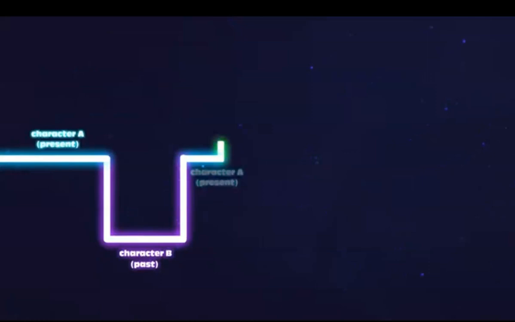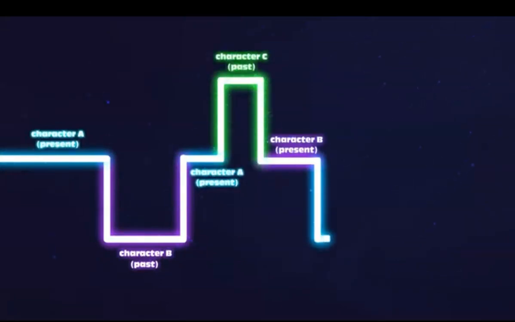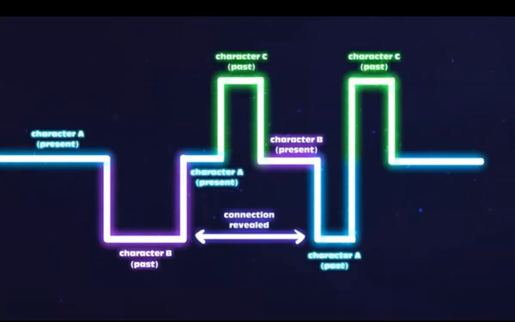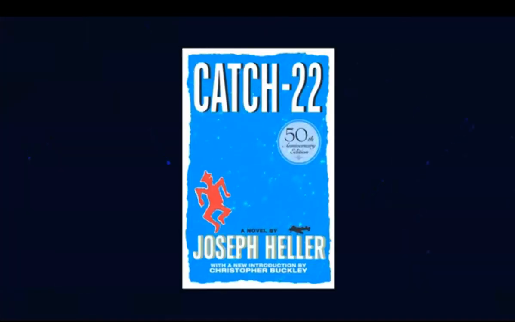In contrast, nonlinear or fractured stories are told out of traditional sequence. They jump throughout the timeline of your story and often switch from character to character. Joseph Heller's Catch-22 is a great example of this type of storytelling, as the story is broken up between different characters as well as between the past and future at the whim of the author.